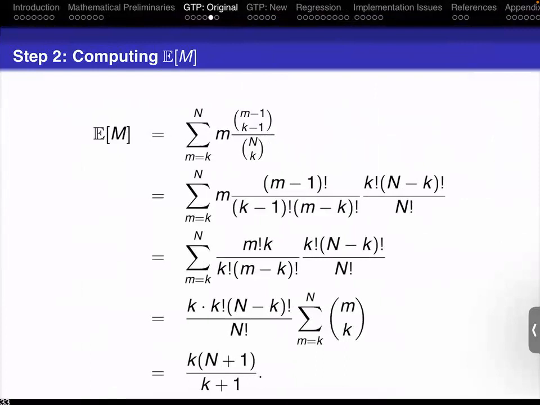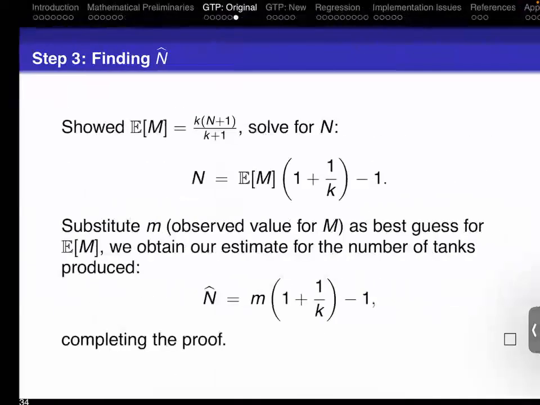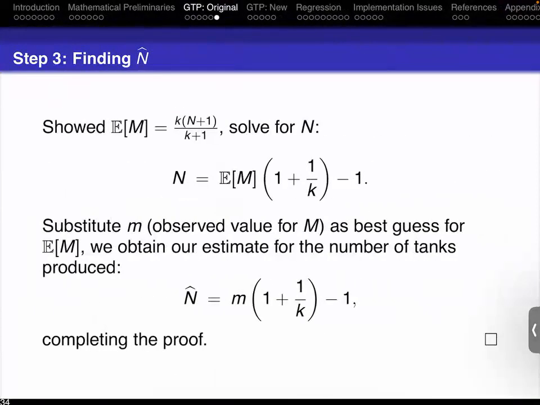So this was just very straightforward algebra. Just expand the binomial coefficient, do the algebra. And at the end of the day, we get n. I'm sorry, we get the expected value of m is k times n plus 1 over k plus 1. I'm sorry, is the expected value of m times 1 plus 1 over k, minus 1. So that's a formula for the expected value of m if we move everything over.